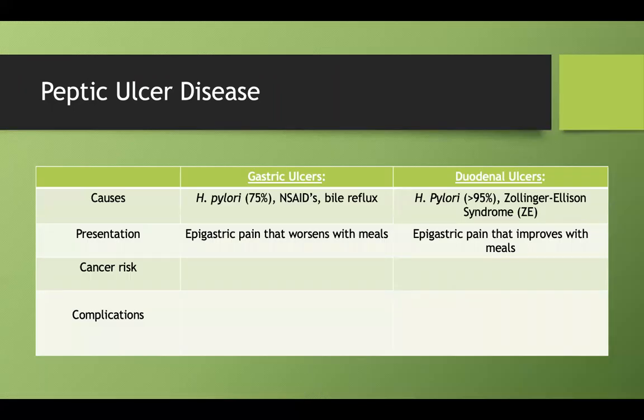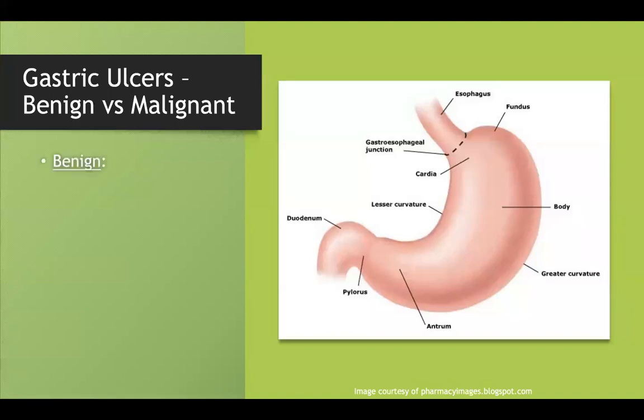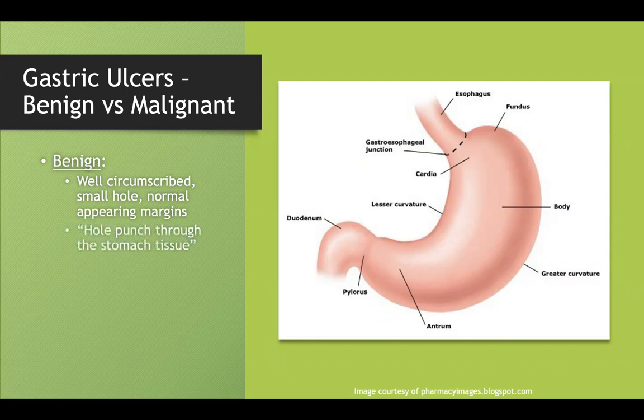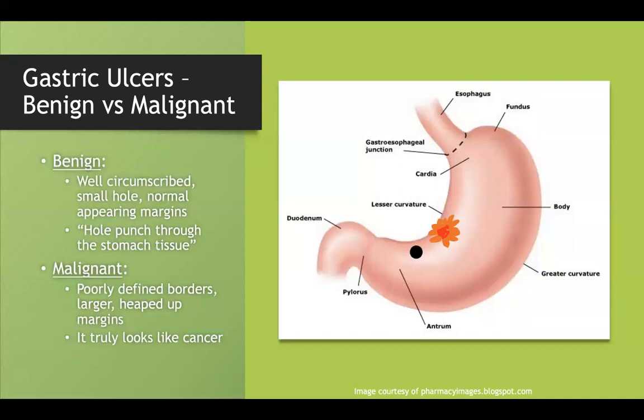For cancer risk, it's important to realize which of these are more dangerous. So gastric ulcers have a high risk of cancer, so you do have to biopsy them, whereas duodenal ulcers are rarely malignant. And so benign, I don't know if they'll show you a picture, but it's good to know. Benign ulcers just look like a very well circumscribed hole, like a hole punch in your tissue. So it can look something like that, let's just say. Whereas a malignant gastric ulcer will look very, very bad. It'll have heaped up margins, larger, poorly defined borders.